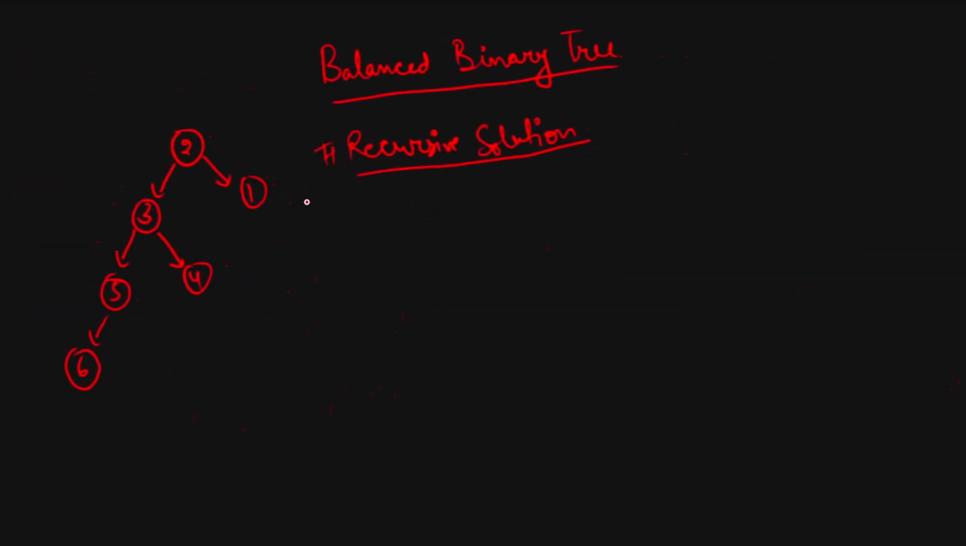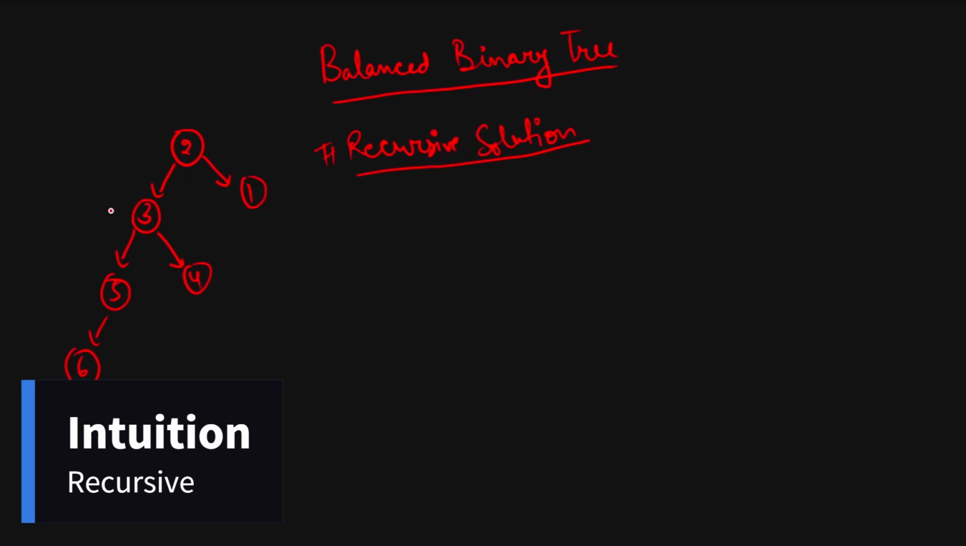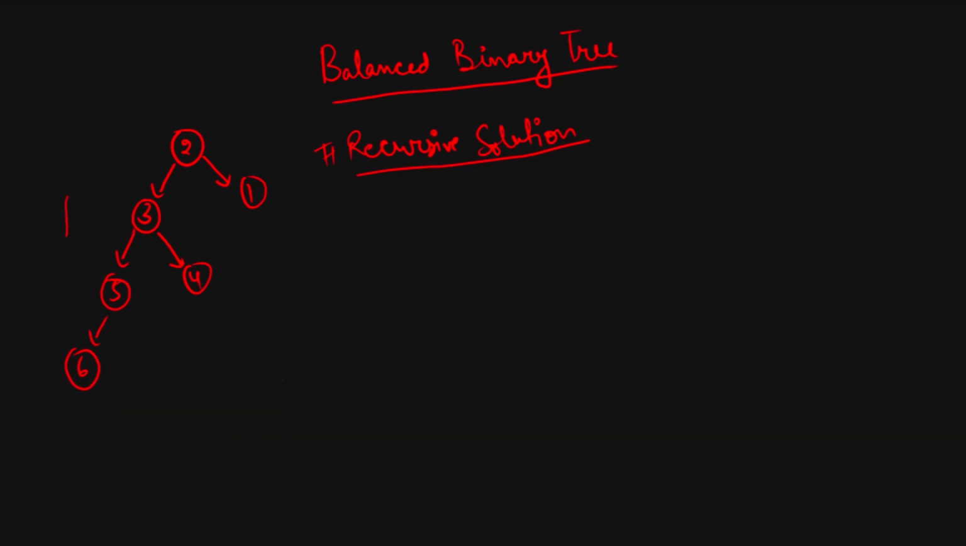So the intuition of our solution is that we just have to find the height. Let's say I find the height of the left subtree is L and the height of the right subtree is R, and then I have to check the absolute difference of L minus R, since maybe R is greater. If it is greater than 1, then it is not balanced. For all nodes, the absolute value of L minus R should be 1 or less than 1. So now let's understand how we find the height of a binary tree and of a subtree.